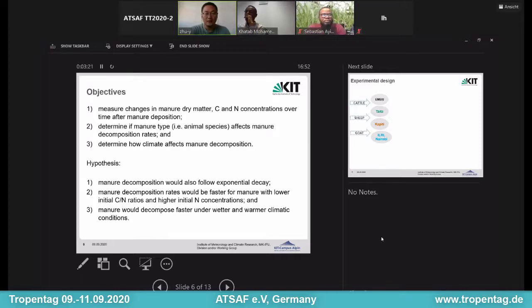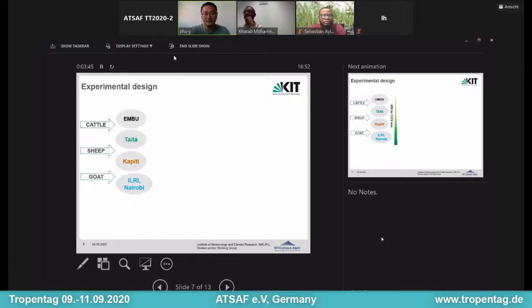Based on our objectives, we hypothesize manure decomposition will also follow exponential decay. Manure decomposition rate would be faster for manure with lower initial carbon to nitrogen ratio and higher initial nitrogen concentration. Manure would decompose faster under wetter and warmer climatic conditions.